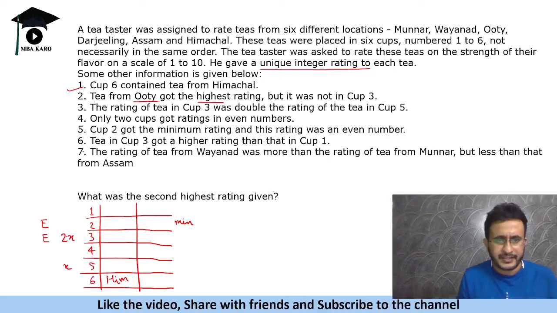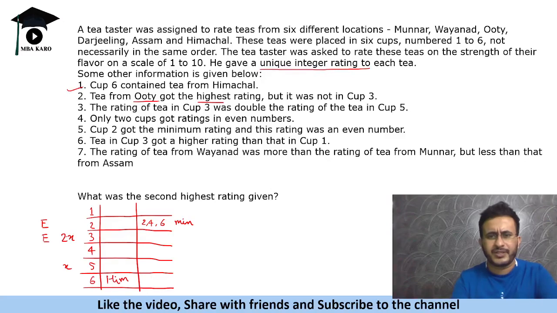And then it is also given that cup 3 got a higher rating than cup 1, so cup 3 is greater than cup 1, right? That is also given, and some more information. So let us use this information to find the value of x, and do all this mix and match. Now, the rating of cup 2 is the minimum rating, and it was an even number, right? So the minimum could be 2, 4, or 6. If it is an even number, it can be 2, 4, 6. Now this 6 is not possible, right? Straight away we can reject 6.